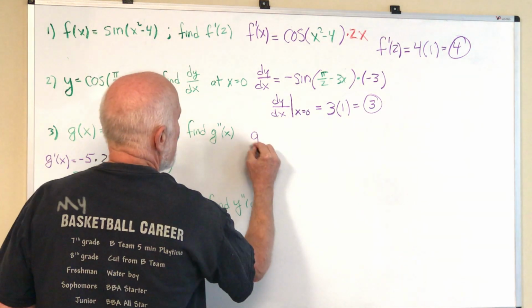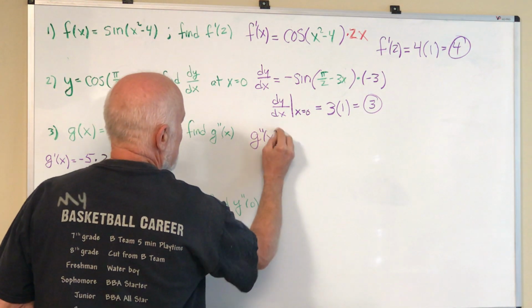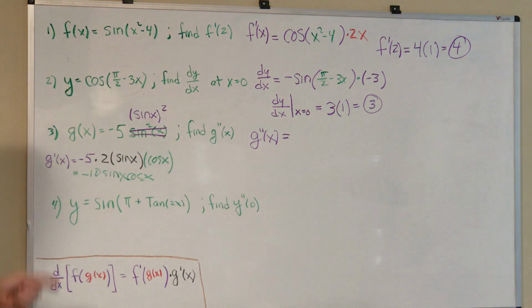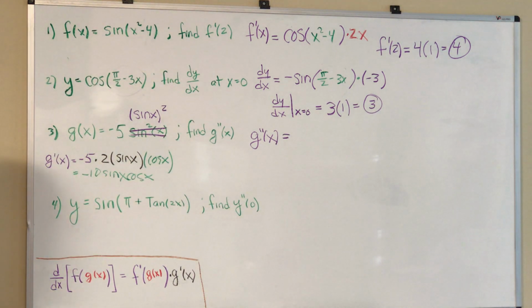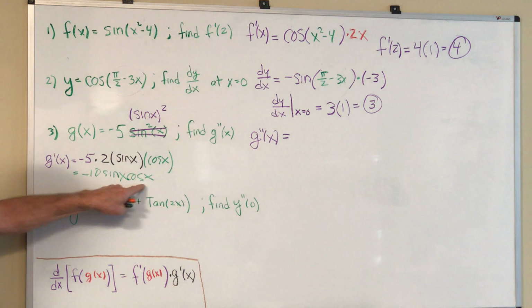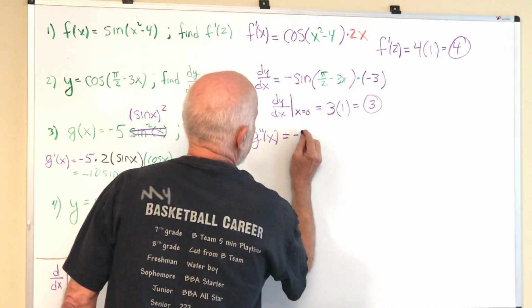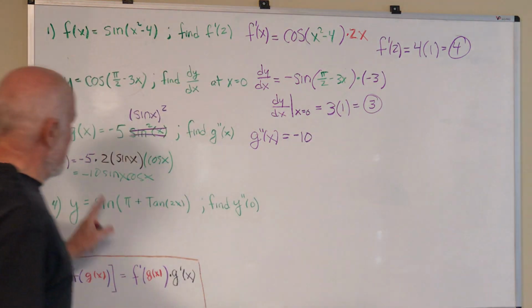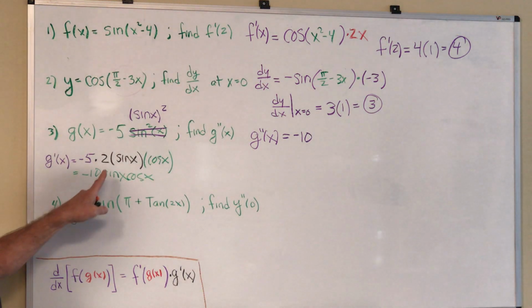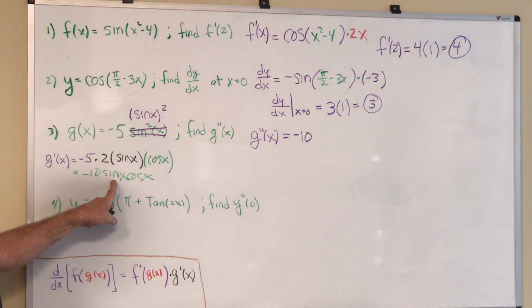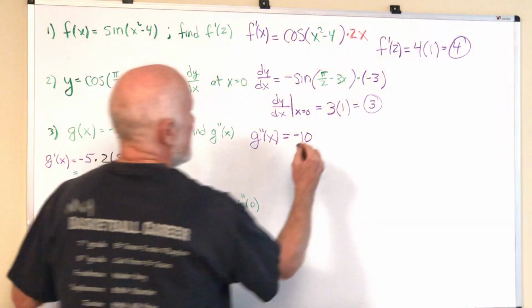What is g double prime of x? Okay, this is actually really good review. This is no longer a composite function. It's the sine of x times the cosine of x. So what rule do we have to use? The product rule. So we just, again, bring our constant out front, and then what's the product rule?